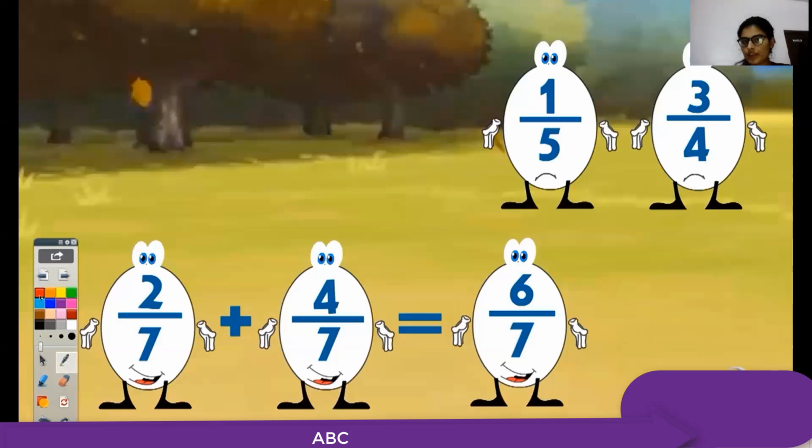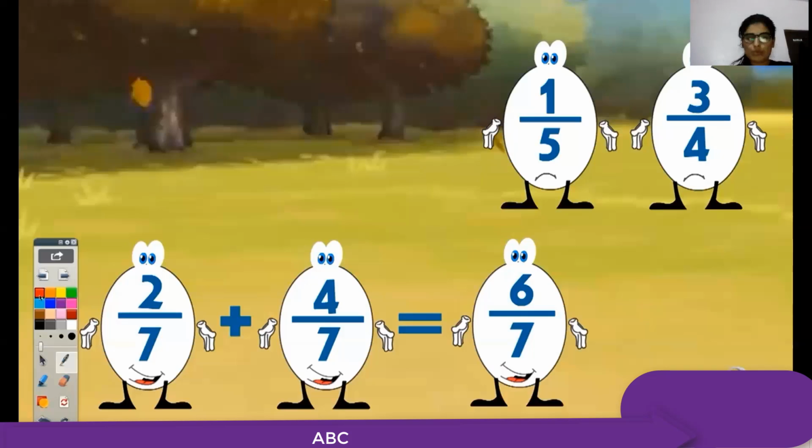But what are unlike fractions? Like here, at the top, can you see the example 1 by 5 and 3 by 4? Yes. So here in 1 by 5, I have a denominator 5, whereas in the 3 by 4 fraction, I have a denominator 4. So we know 5 is not equal to 4. So whenever the denominators of any two fractions are not the same, both fractions are called unlike fractions. So 1 by 5 and 3 by 4 are unlike fractions.